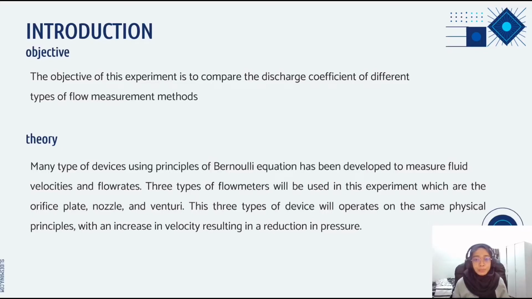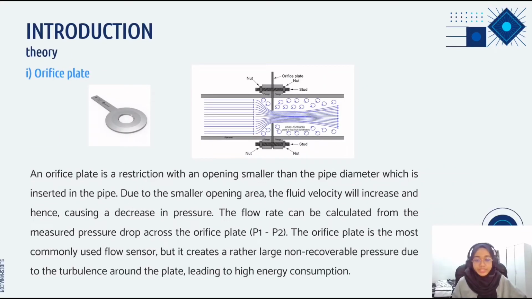These three types of flow meter use the same physical principle, which is that an increase in velocity results in a decrease in pressure. The first one is the orifice plate, a restriction with an opening smaller than the pipe diameter that is inserted in the pipe. As you can see in the picture, the orifice meter makes the opening of the pipe smaller, increases the velocity of the fluid and decreases the pressure.